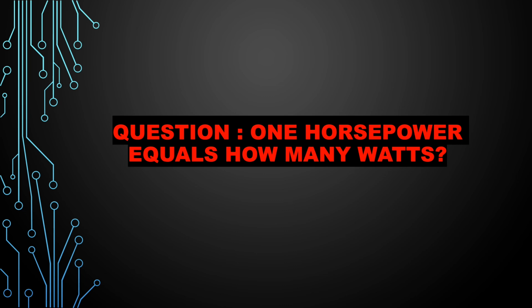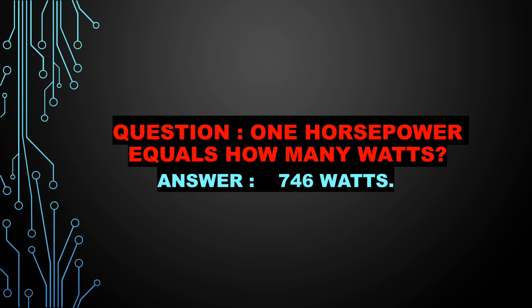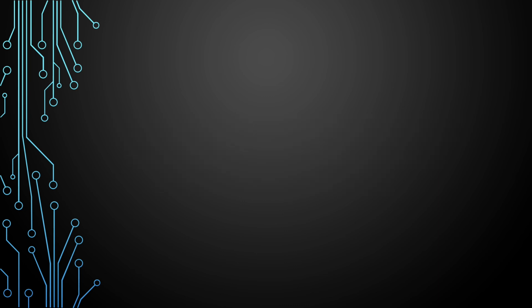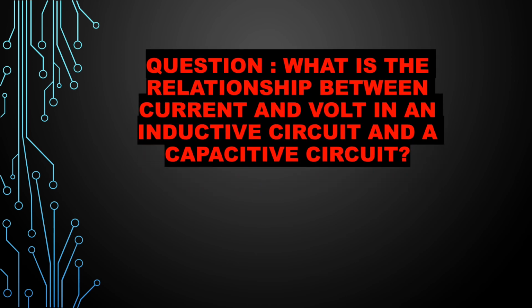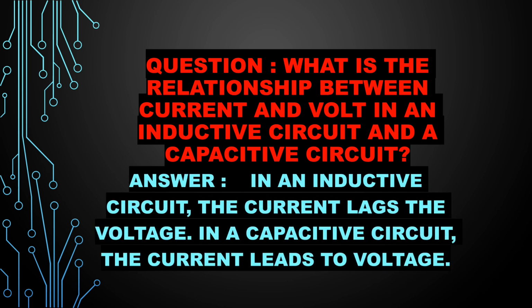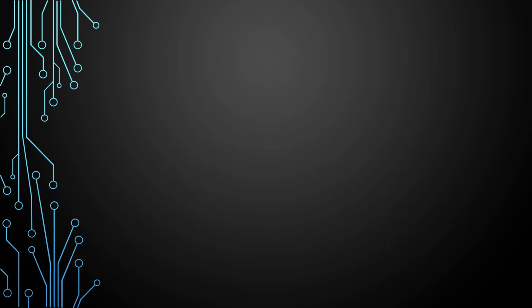Question: 1 horsepower equals how many watts? Answer: 746 watts. Question: what is the relationship between current and voltage in an inductive circuit and a capacitive circuit? Answer: in an inductive circuit, the current lags the voltage. In a capacitive circuit, the current leads the voltage.